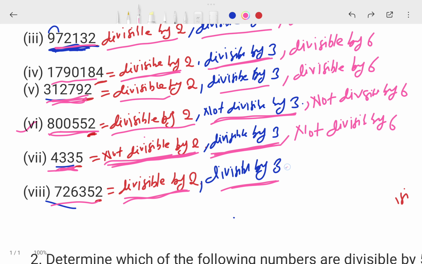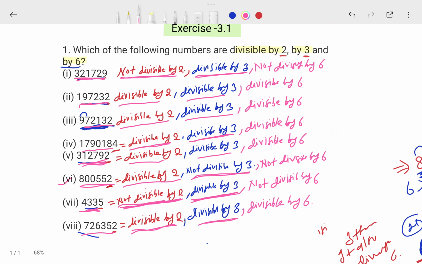So this is divisible by 6. So this is your answer: not divisible by 2, divisible by 3, not divisible by 6.